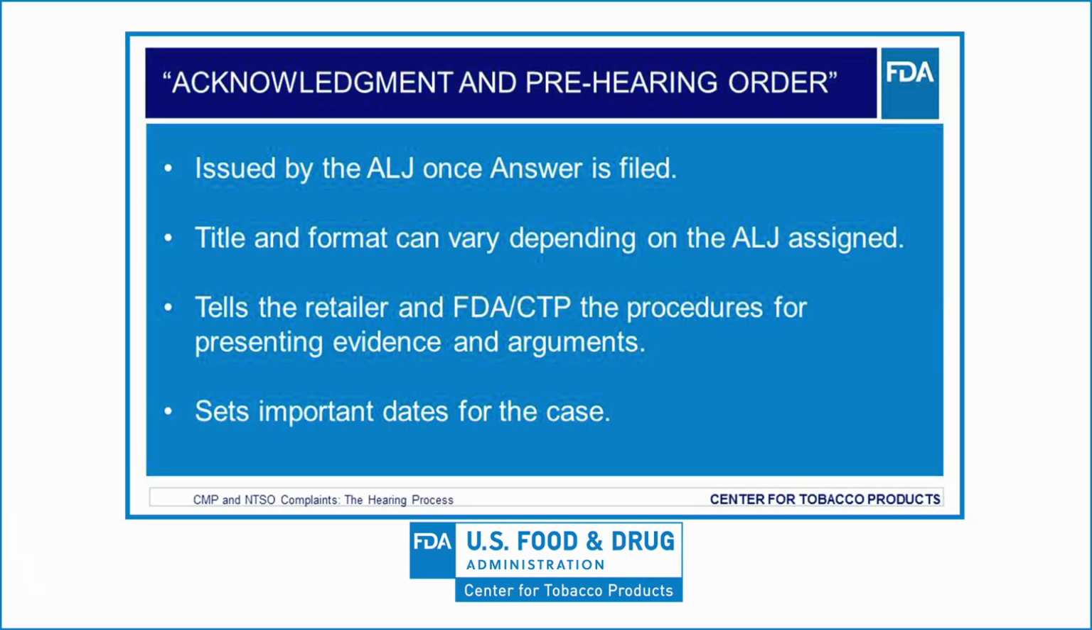Now let's move on to what happens once you request a hearing by filing an answer. Once your answer is filed, the ALJ will send the retailer and FDA's Center for Tobacco Products an order. The order is often called an acknowledgement and pre-hearing order. The title and format of this order can vary depending on which ALJ has been assigned your case. Generally, the pre-hearing order tells you and FDA's Center for Tobacco Products the procedures for presenting evidence and arguments in the case.